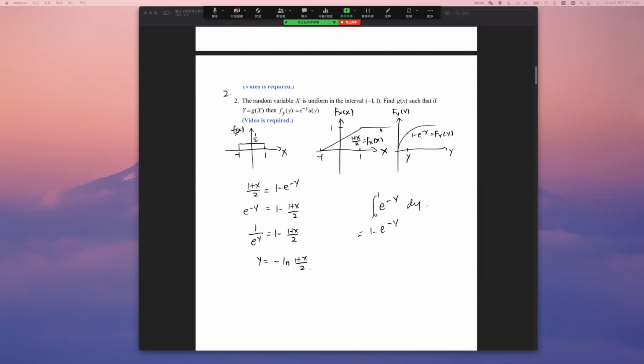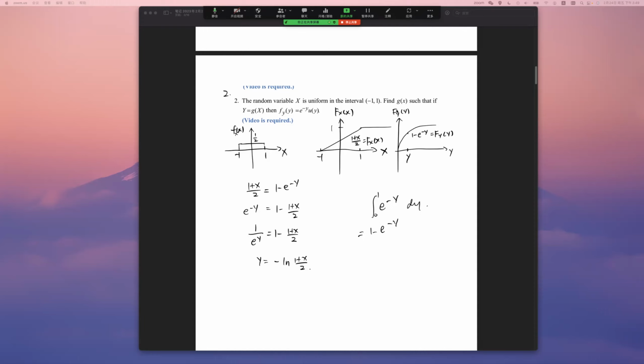So the cumulative distribution function of x should be (1 plus x) over 2. And because we know that the big F_X function should be equal to the big F_Y function, no matter whether we use x or y to integrate, the total probability should be the same, and it should be 1.